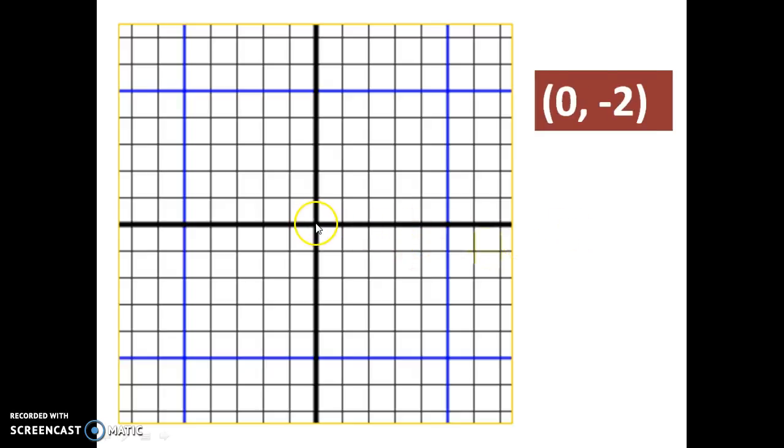0, -2 tells us to go 0 units to the left or right and down 2 units. So our point should be right here. -2, +7. This tells us to go left 2 units and then up 1, 2, 3, 4, 5, 6, 7 units. So our point should be right here.